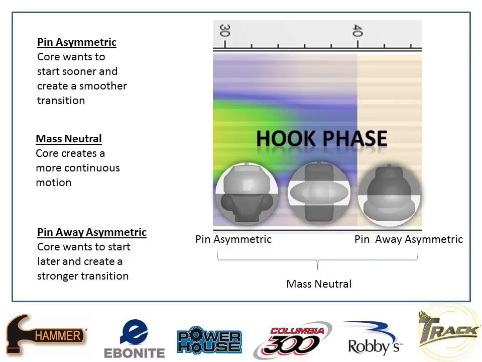Then you have the Warrior core. More mass away from the pin. It has more energy saved through that hook phase and makes up for it at the back end of the pattern.